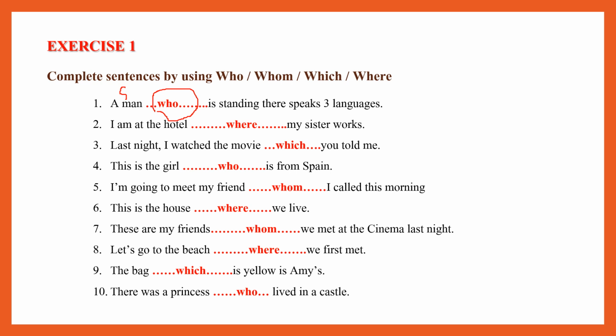Number 2, I'm at the hotel where my sister works. So we use where because it's a place. It's a person, so we used who. It's a place, so we used where. Number 3, last night I watched the movie which you told me. The movie is a thing or an object, so we use which.